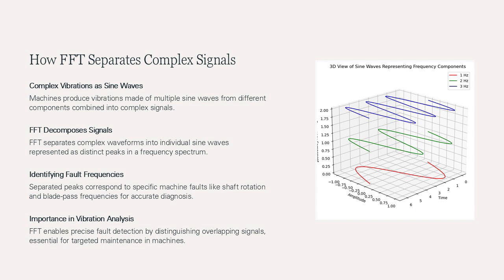For instance, a fan with an unbalanced rotor and multiple blades will generate two primary frequencies, one at the shaft rotation speed, one order, and another at the blade pass frequency. In the time waveform, these signals overlap, creating a confusing pattern. However, in the spectrum, they appear as separate peaks, making it easy to identify both sources.